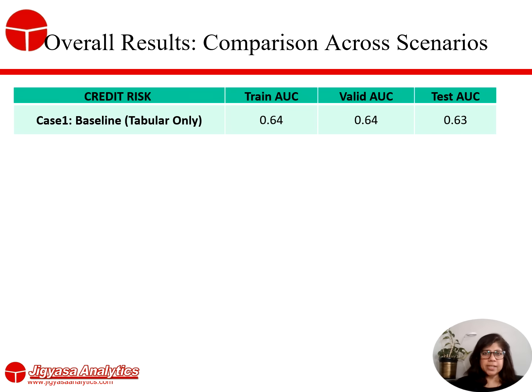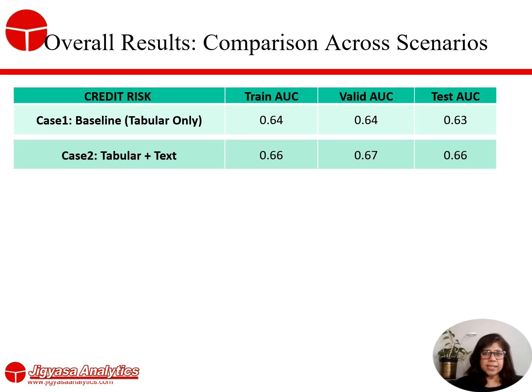The first row on this table shows the baseline model, which was built solely on the tabular data available to us. This served as our reference point. In the next scenario, which is shown in the second row of this table, we added textual data, such as property descriptions, alongside the tabular data. From the AUC numbers in the second row and comparing them to the first row, we can see that this second model outperforms the baseline, which suggests that the text descriptions of the property provide valuable context and improve predictions.